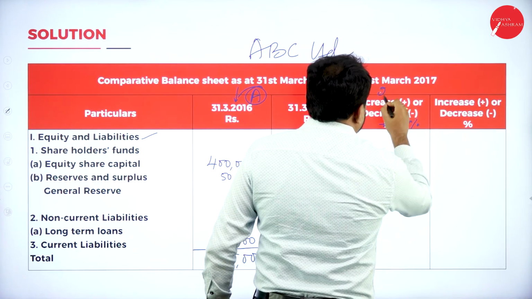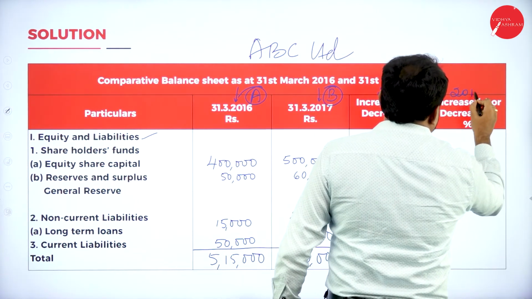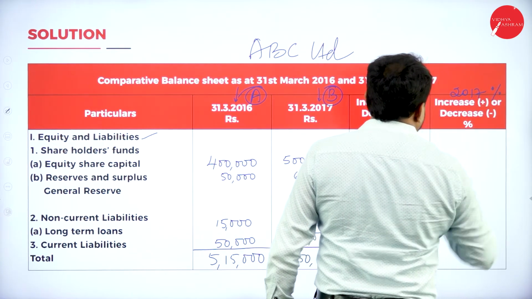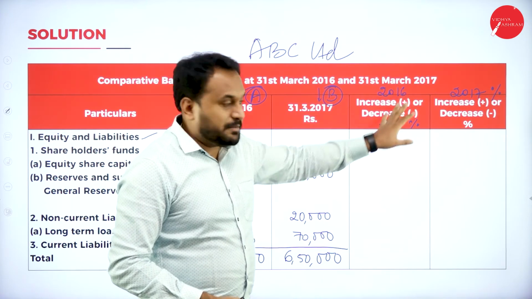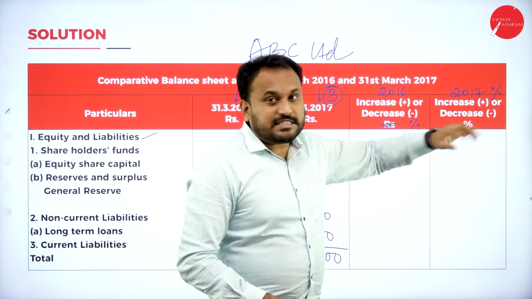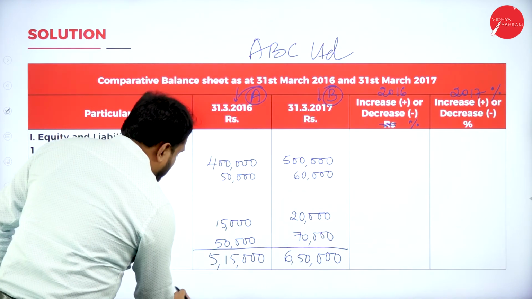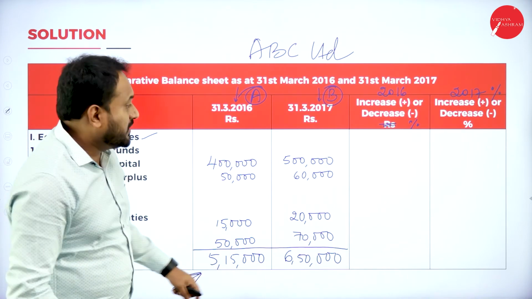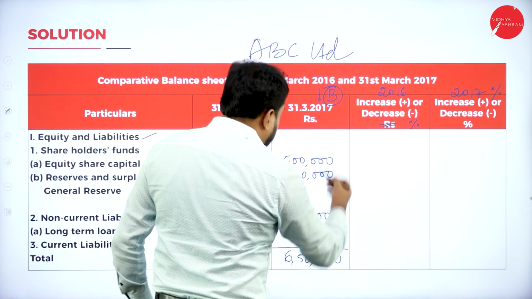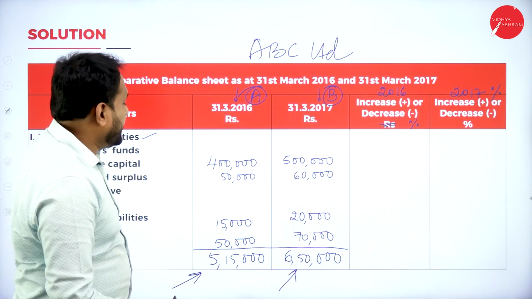You write here 2016 percentage and 2017 percentage. Done. This is what you are supposed to say: change in 2016 percentage and change in 2017 percentage. For 2016 percentage, this is the denominator. The base is the denominator here. Now total is the denominator. For 2017, this is the denominator. Now you need to actually divide. How will you divide?